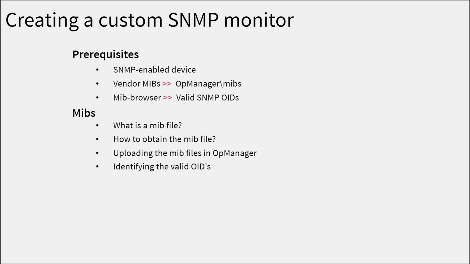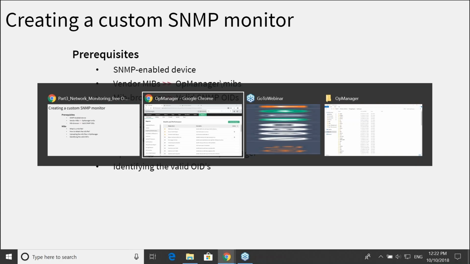So how do you obtain these MIB files? You can either get them from the vendor directly, or you have a lot of MIB files available on sites like oidview.com, which has a lot of MIB files from various vendors. So you can download one from the website, and now you have the MIB file.